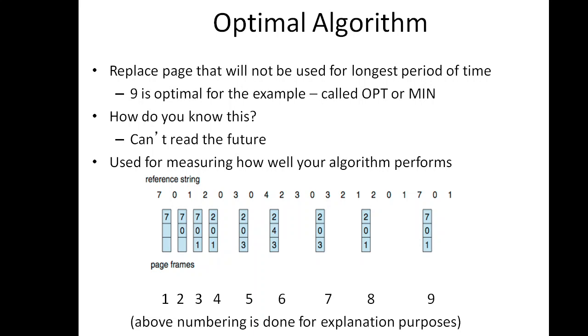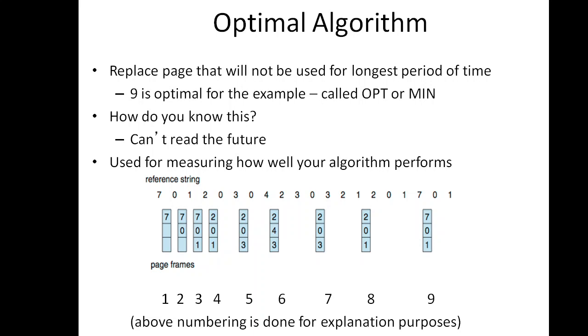Okay, next value is 1. 1 is not there, so I have to replace some value from this. So I will go from 2. 2 is immediately referenced. 0 is also referenced immediately after 2. Next is 3. 3 is not at all used after this, so I can replace 3. So 3 is replaced with 1 now. So I have 2, 0, 1 at block 8.